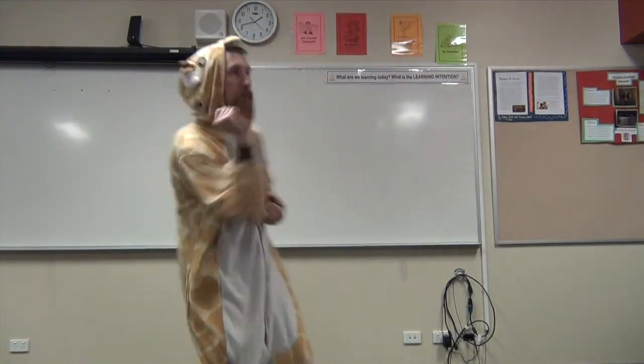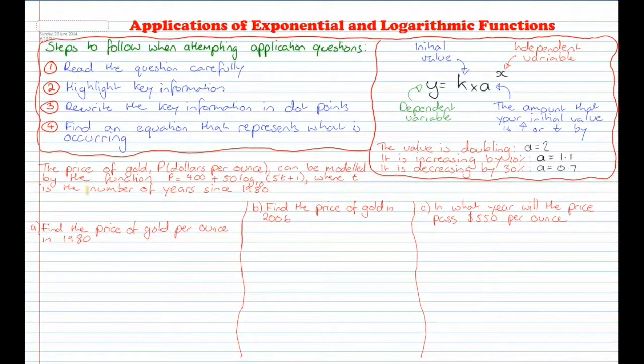Let's check it out. Alright, so it's now time to have a look at an example where we're going to deal with an application type question for an exponential or a logarithmic function. So the very first thing that we need to do is read the question carefully, and this question says the price of gold, $p per ounce, can be modelled by the function p is equal to 400 plus 50 log 10 bracket 5t plus 1, where t is the number of days since 1980.